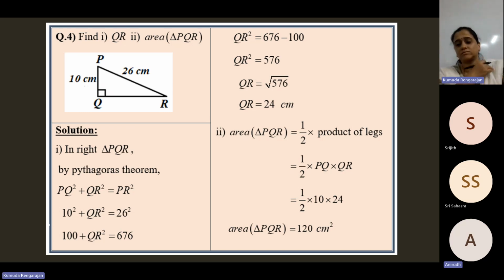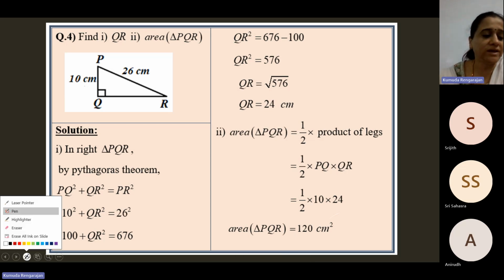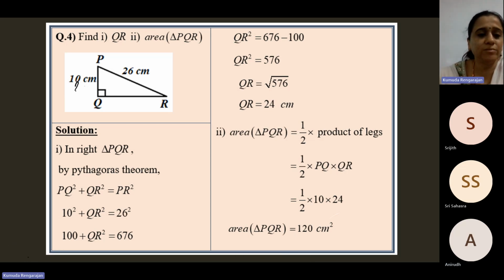Ma'am, how are PQ and QR the base and height respectively? Yeah, in a right triangle, you can take the two legs as the base and height. If you take this leg as the base, then this is the height. Or if you take this leg as the base, then this is the height. Okay, ma'am, I understand.